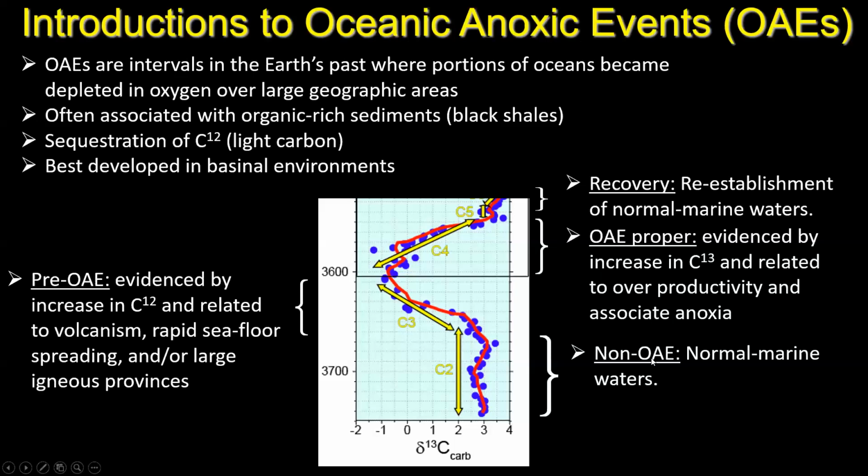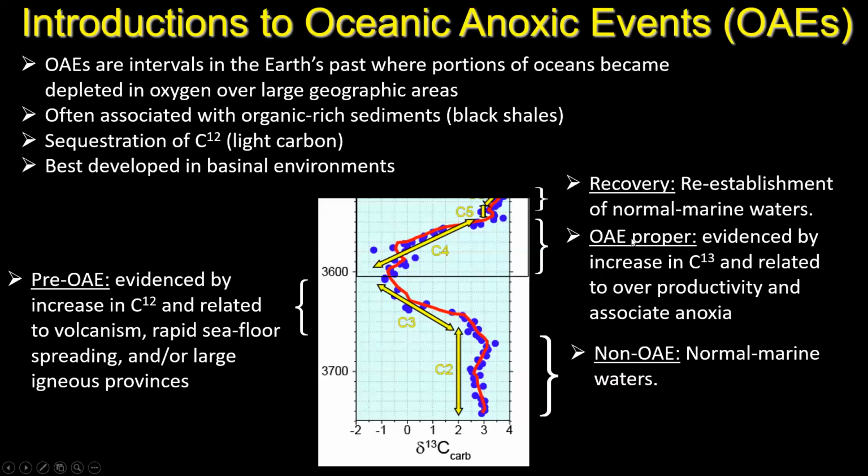Okay. The non-OAE is a stratigraphic section where sediments were deposited in normal marine waters. There's a time when the oceans were not affected by the pre-OAE or OAE proper. Now this is the non-OAE isotope curve here. Here's the pre-OAE. It is evidenced by an increase in carbon-12, or light carbon, and may be related to volcanism, rapid seafloor spreading, and/or large igneous provinces.